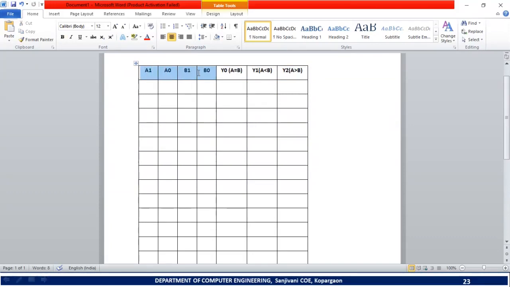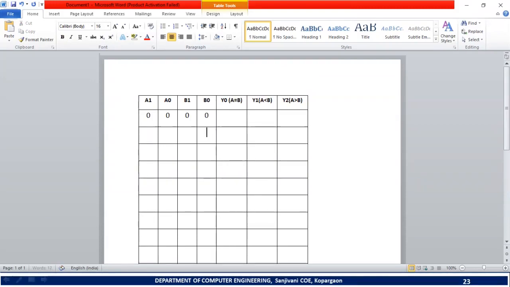These are the inputs A1, A0, B1, B0. Please try to understand: A1, A0 means one number, B1, B0 means the other number. So we have 4 inputs and how many outputs? 3 outputs. As usual in the case of a comparator we have seen that there are 3 outputs, Y0, Y1, Y2. Let's assume that Y0 corresponds to A equal to B, Y1 corresponds to A less than B, and Y2 corresponds to the third case, that is A greater than B. Now by using these 4 inputs, how many combinations are possible? 16 combinations, 2 raised to 4, 16.